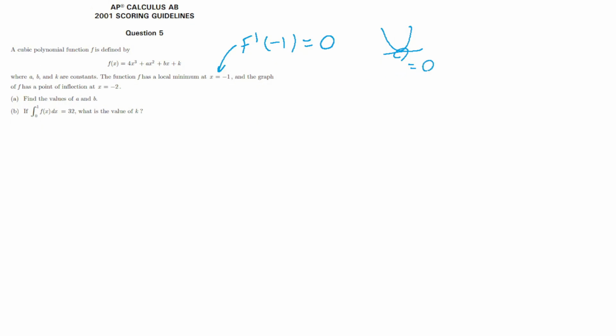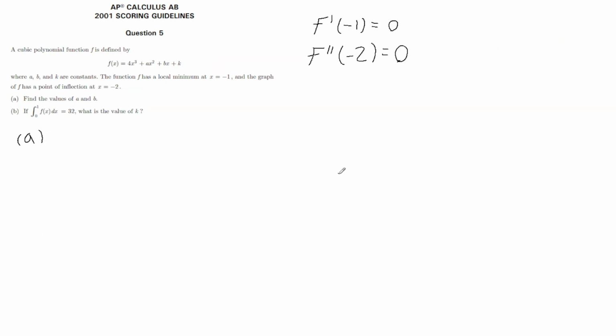The last sentence also tells us that the graph of f has a point of inflection at x equals -2. If it has a point of inflection at -2, that means that f double prime of -2 is equal to 0, because if the graph of f double prime changes signs, that point refers to a change in concavity on the graph of f.